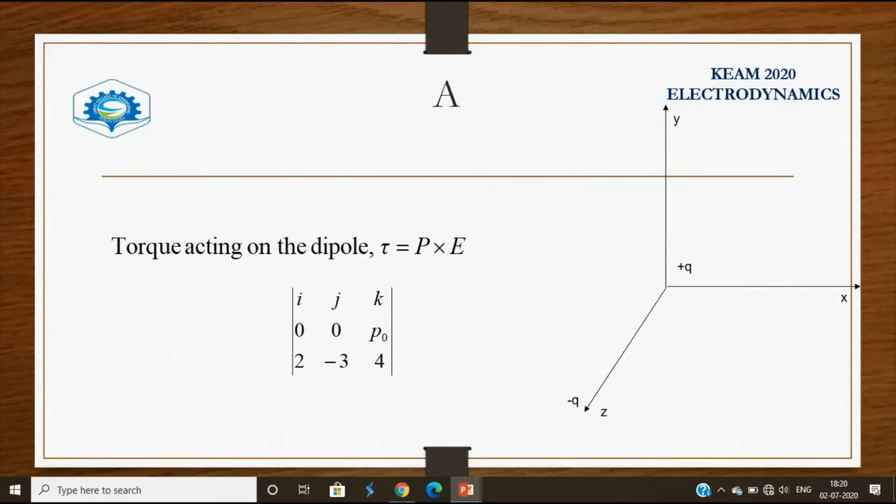So in this form, you can see that this is a determinant form. We have i j k, 0 0 P0, 2 minus 3 4. While calculating the cross product of P and E, we can see that here we have 2 zeros. So the k component will be absent in this equation. The k component is absent means the torque rotates the dipole in xy plane. That is, the answer is the force on the dipole is 0 while the torque rotates the dipole on xy plane.